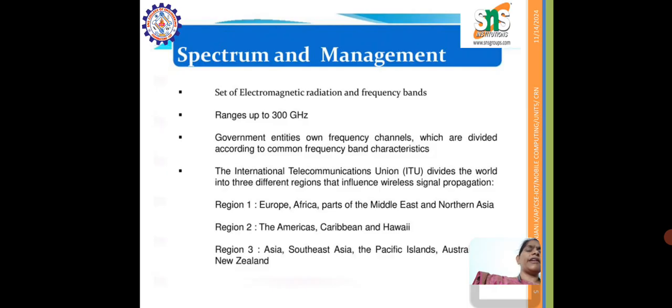Before entering into the cognitive radio network, let us see what spectrum and spectrum management are. The spectrum is a set of electromagnetic radiation and frequency bands. It ranges up to 300 GHz, and government entities own frequency channels which are divided according to common frequency band characteristics. The International Telecommunication Union divides the world into three different regions that influence wireless signal propagation. Region one is Europe, Africa, and parts of the Middle East. The second one is the Americas. The third one is Asia, South Asia, and the Pacific Islands.